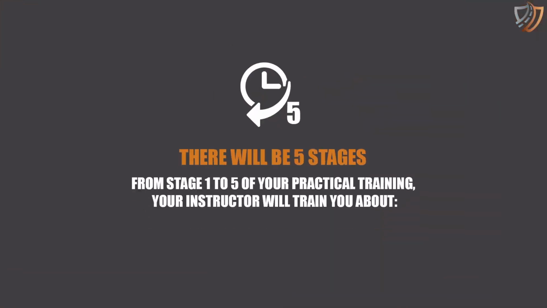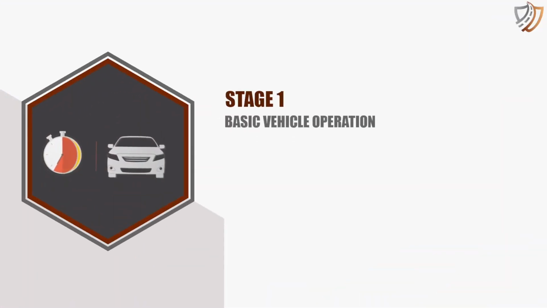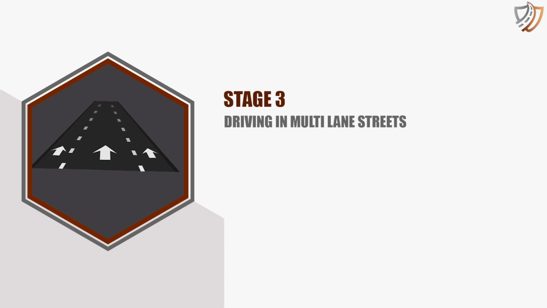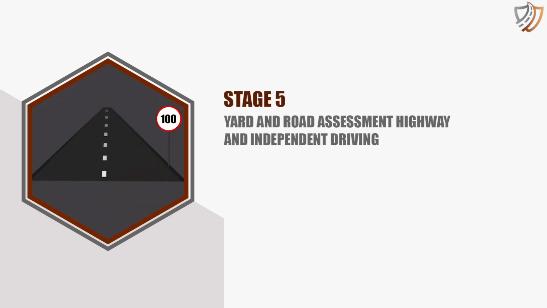There will be 5 stages for your practical training. From stage 1 to 5 of your practical training, your instructor will train you about Stage 1, Basic Vehicle Operation. Stage 2, Driving in Two-Way Streets. Stage 3, Driving in Multi-Lane Streets. Stage 4, Special Maneuvers. Stage 5, Yard and Road Assessment, Highway and Independent Driving.